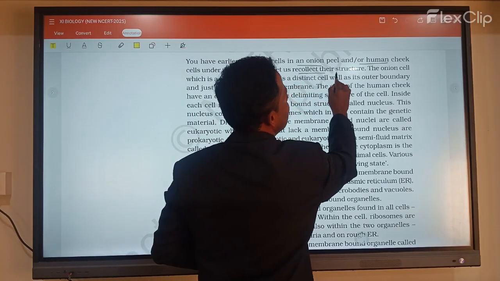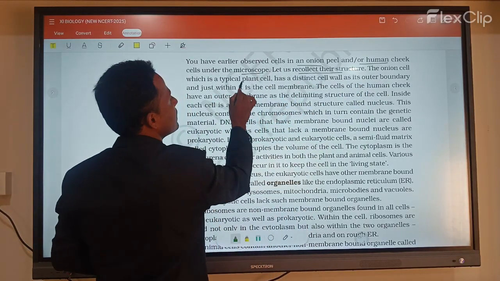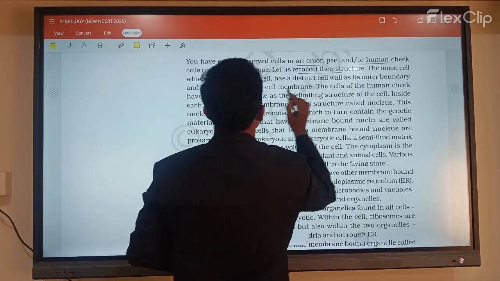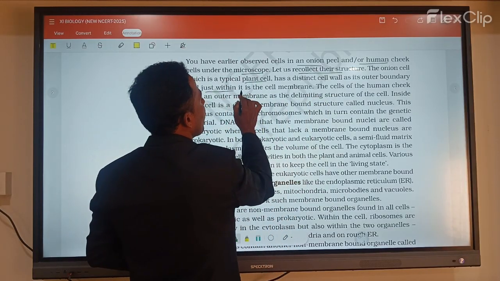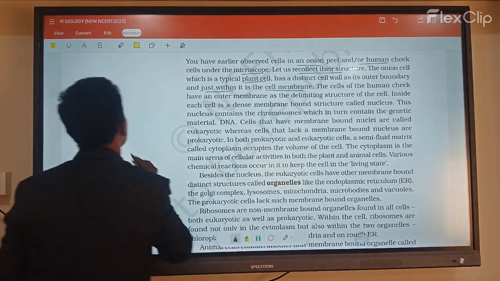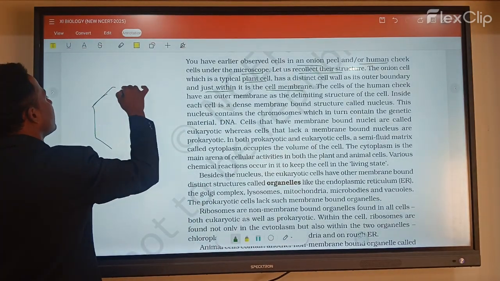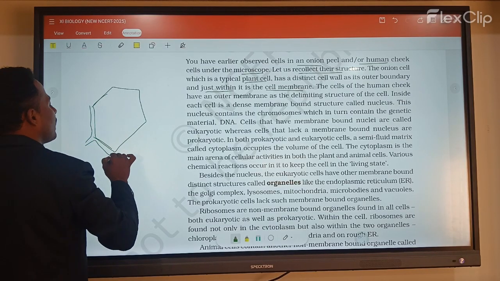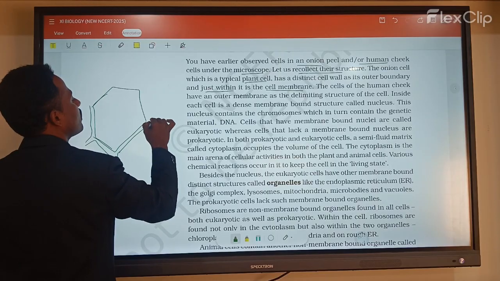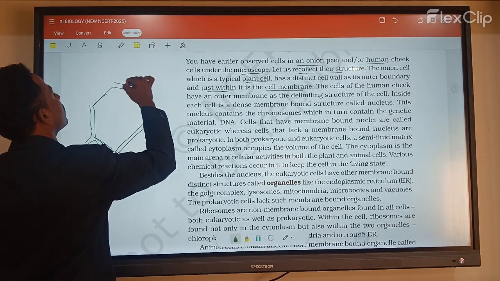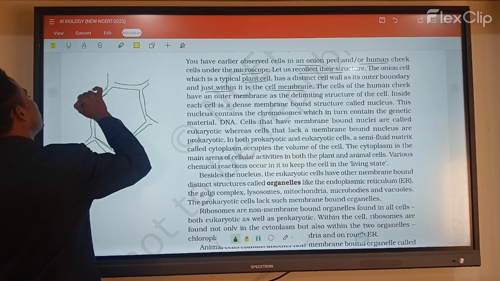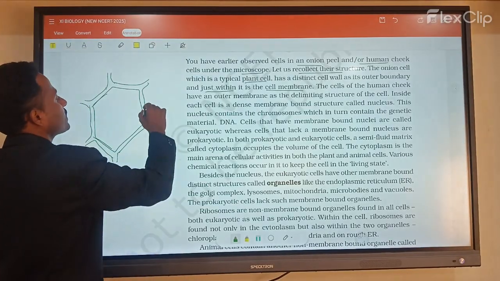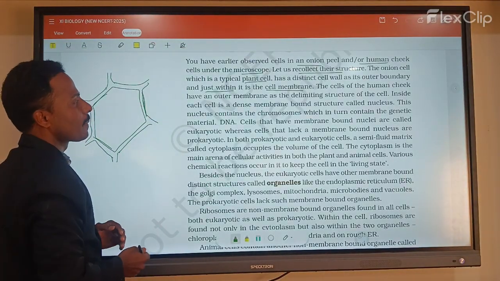Let us recollect the structure. The onion, which is a typical plant cell, has a distinct cell wall as the outer boundary, and just within it is the cell membrane. So if you take any one plant cell, what does it have first? The cell wall is present. It is the outer boundary-like structure. Then the outermost membrane is present, which is called the cell membrane.